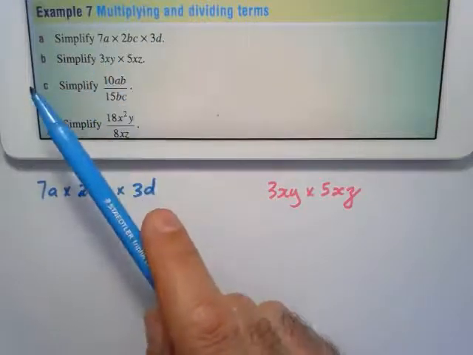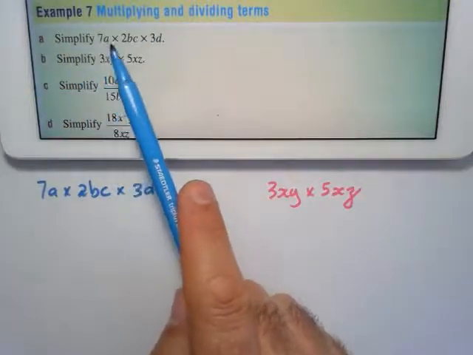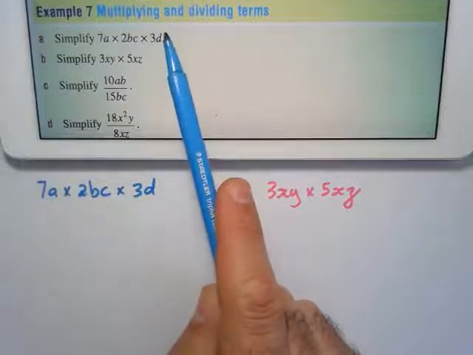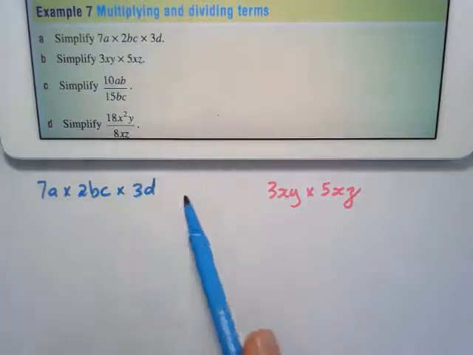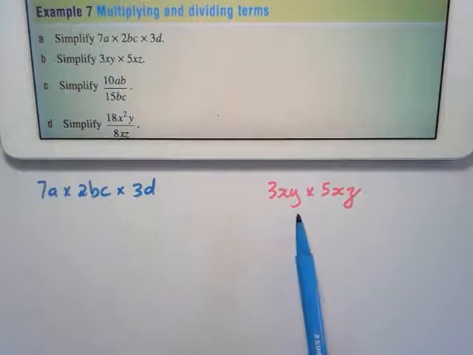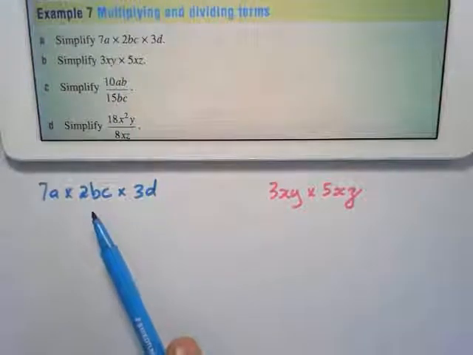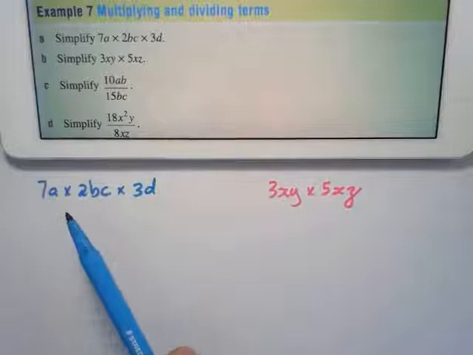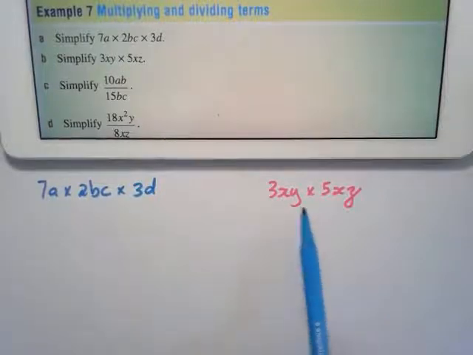Multiplying and dividing terms. Simplify 7a times 2bc times 3d. Now, this is multiplication, and the second one is also multiplication. I'm going to do this the long way, just to explain the thinking process, and in the next one I will show you the working that you have to do.